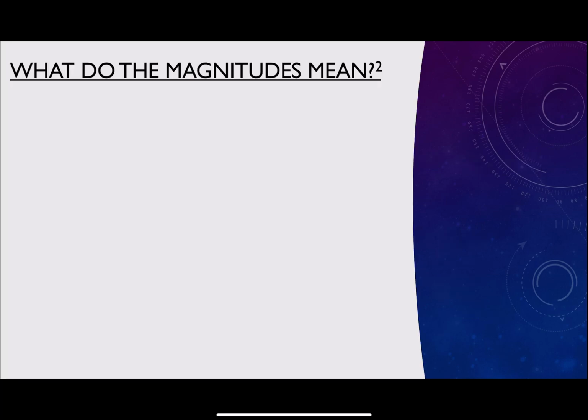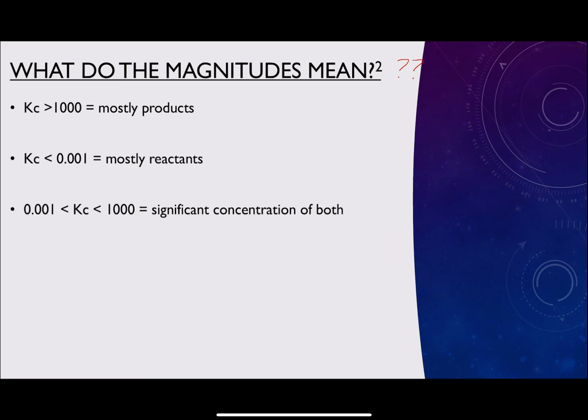Now, what do the magnitudes or values of each of these variables mean? If the equilibrium constant is greater than 1000, then mostly product species will be present at equilibrium. If it is smaller than a 1000th, then mostly reactant species will be present. And if Kc is between those two benchmarks, then a significant concentration of both species will be present at equilibrium.